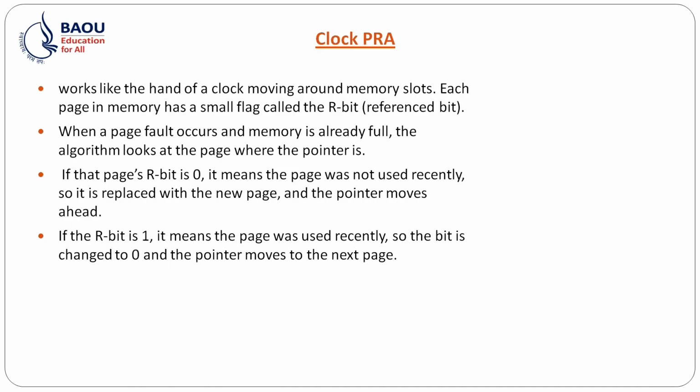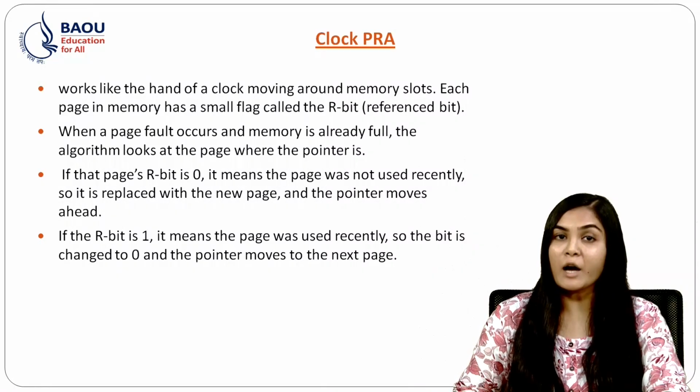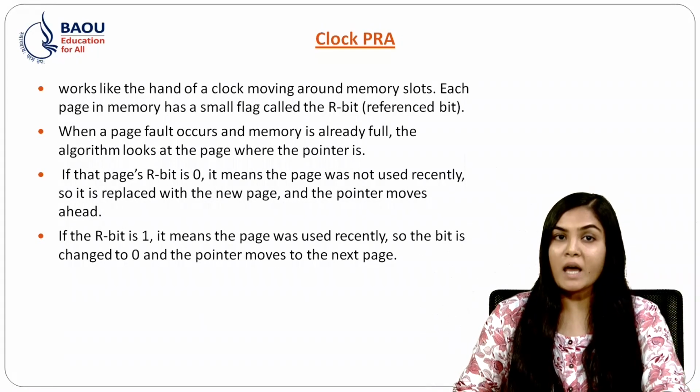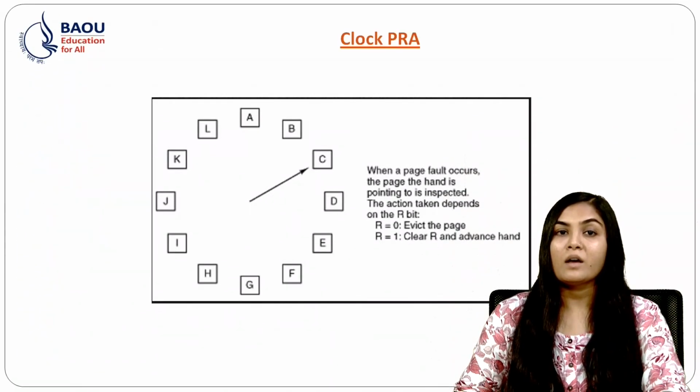In this slide, we are going to understand how clock page replacement algorithm works. The clock page replacement algorithm works like the hand of a clock moving around memory slots. Each page in memory has a small flag called the R bit, means reference bit. When a page fault occurs and a memory is already full, the algorithm looks at the page where the pointer is. We would understand this by an example.